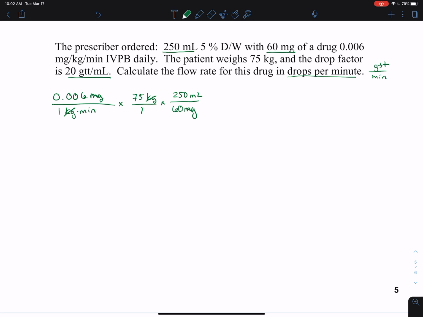So I'll use that drop factor. In 1 milliliter, there are 20 drops. So everything will cancel out except my drops per minute. When I multiply straight across, that gives me 37.5 drops per minute after I also divide. Now we know we can't have a part of a drop, so I'm going to round to the nearest whole. That gives me 38 drops per minute for my final answer.